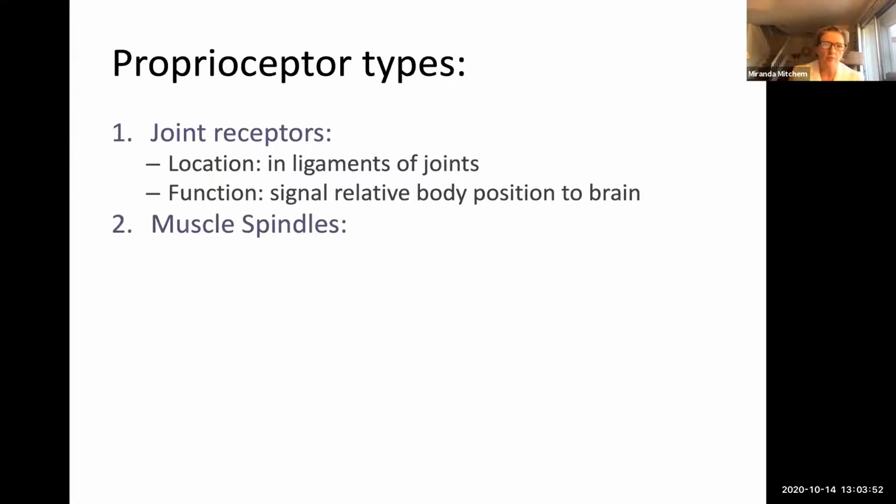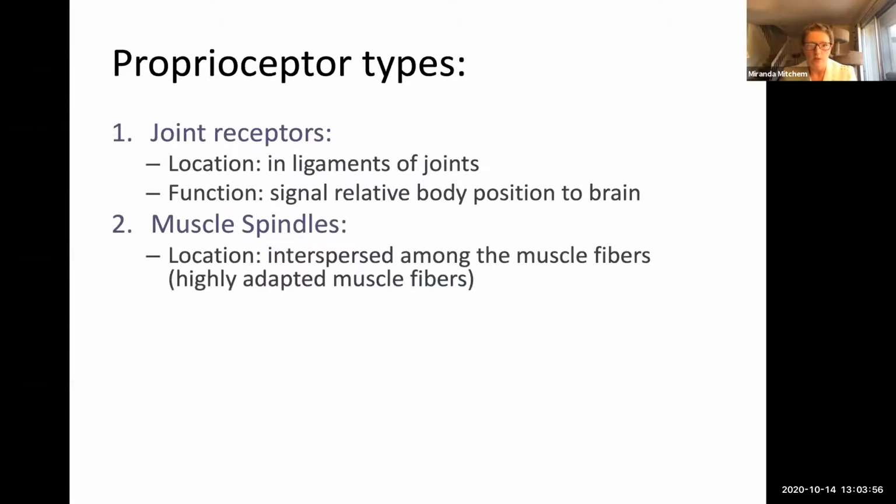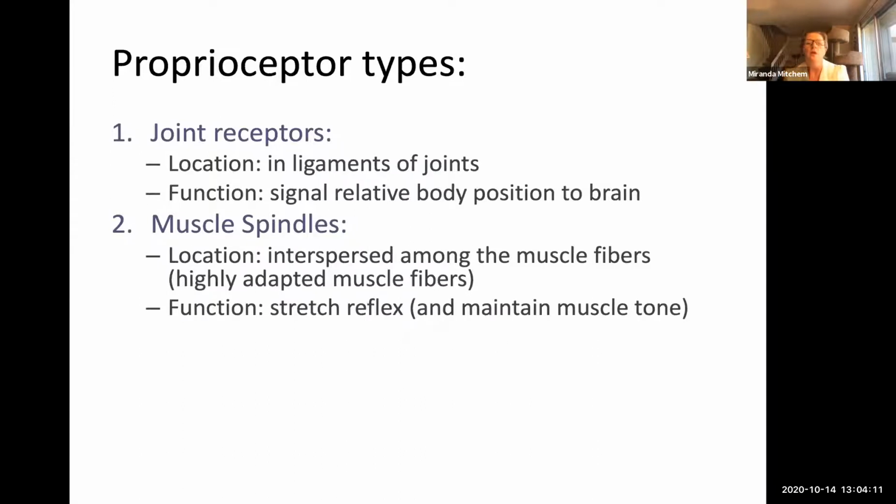Our second type of proprioceptors are called muscle spindles. And these are found throughout the muscle itself. Okay, so they're actually in the muscle, and they're a type of muscle fiber that has evolved. So it's a highly specialized type of fiber. And these are associated with our stretch reflex. They too are used to maintain muscle tone.